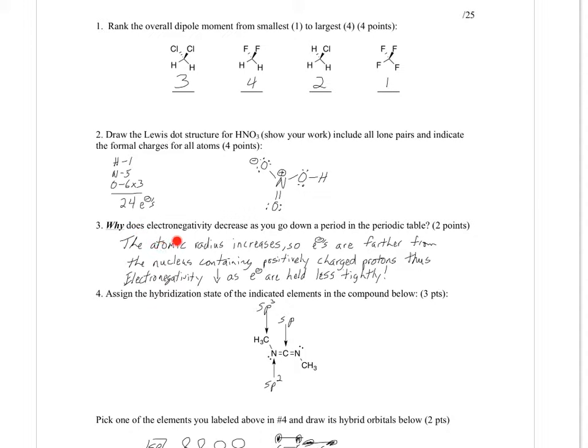So why does electronegativity decrease as you go down a group in the periodic table? Because the atomic radius increases, right? Electrons are getting farther from the nucleus containing positively charged protons, thus electronegativity decreases, right? The valence electrons essentially feel the nucleus less because they're farther away. That's what changes. That's basically how we define electronegativity here.